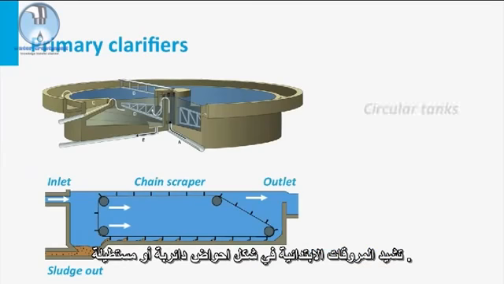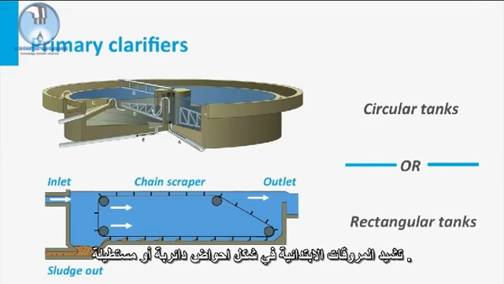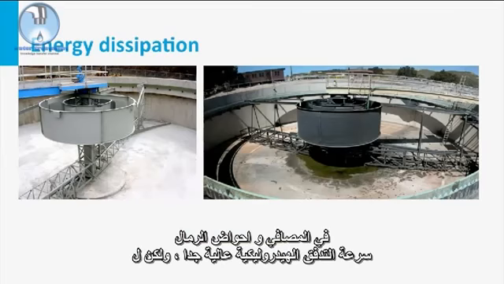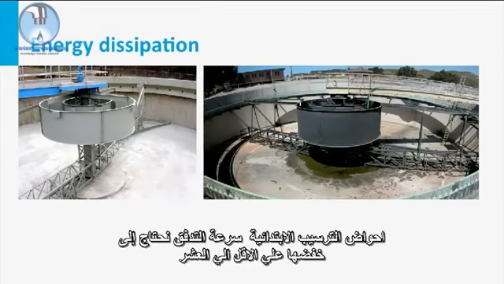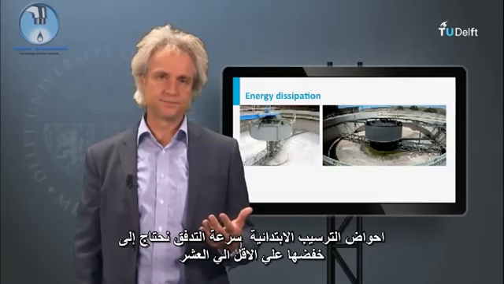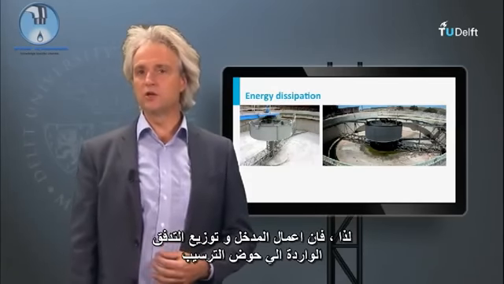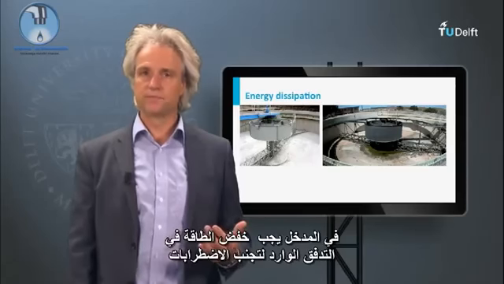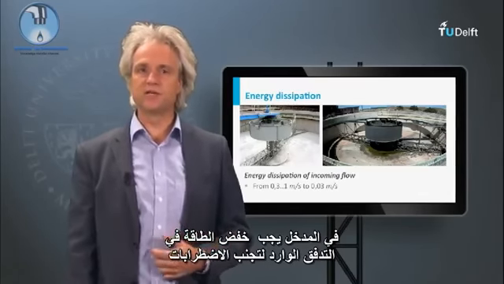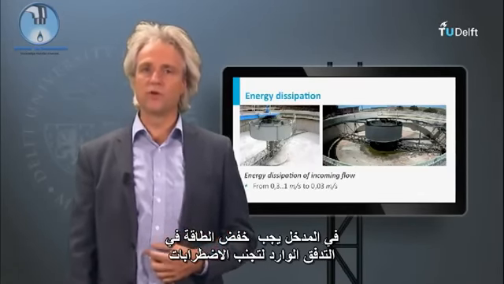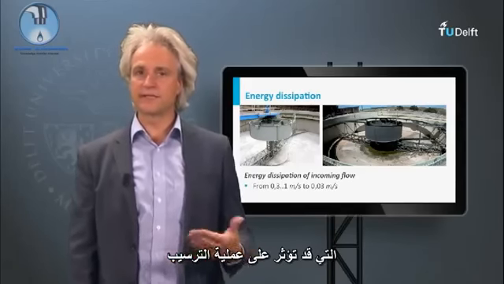Primary clarifiers are constructed in circular tanks as well as in rectangular tanks. In screens and grit chambers, the hydraulic flow velocity is very high, but for the primary settler, the flow velocity needs to be reduced by at least a factor of 10. Therefore, the inlet works and flow distribution of the incoming flow into the clarifier are important design aspects. At the inlet, an energy dissipation of the incoming flow is required to avoid turbulence that might affect the settling process.